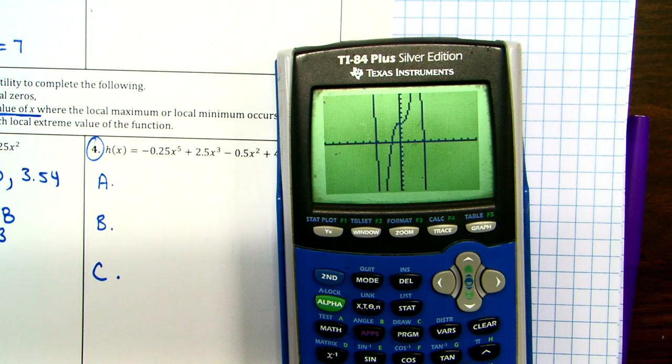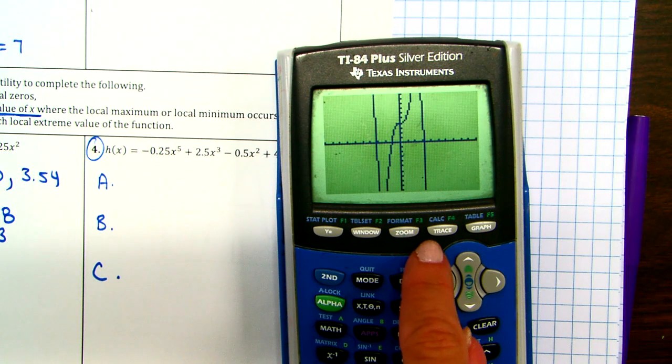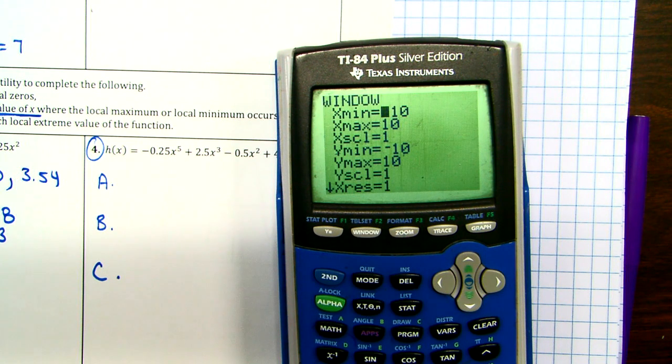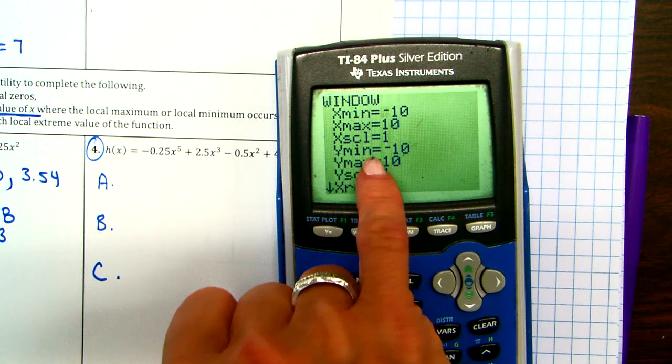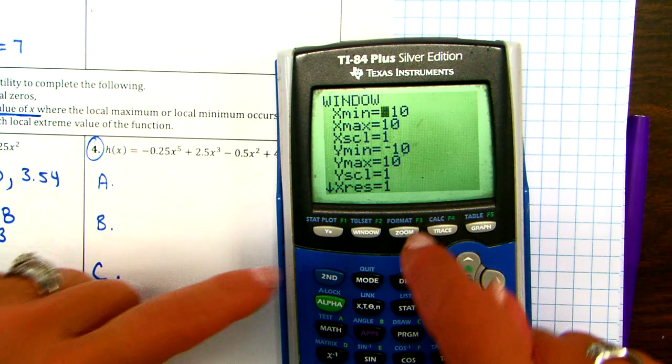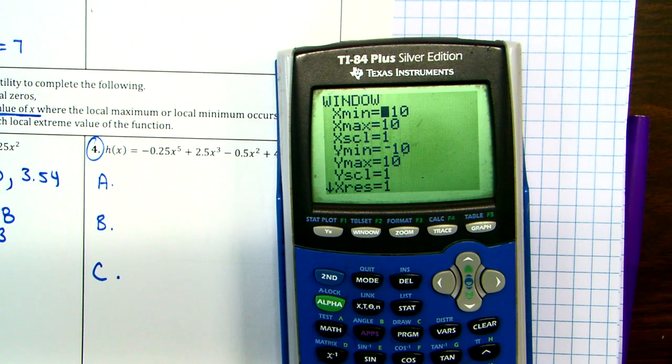So go back to your graph, and there's a button across the top called Window. Window right here. So hit that. Okay, this is really cool. This is like, when you make your own graph, we normally go 10 to the right, 10 to the left, 10 up, 10 down, or whatever, and we count by 1. That's what we are looking at right now. It's going to the left 10 and right 10. X scale, it's counting by 1, 2, 3. And then on the y-axis, it's from negative 10 to 10, counting by 1.